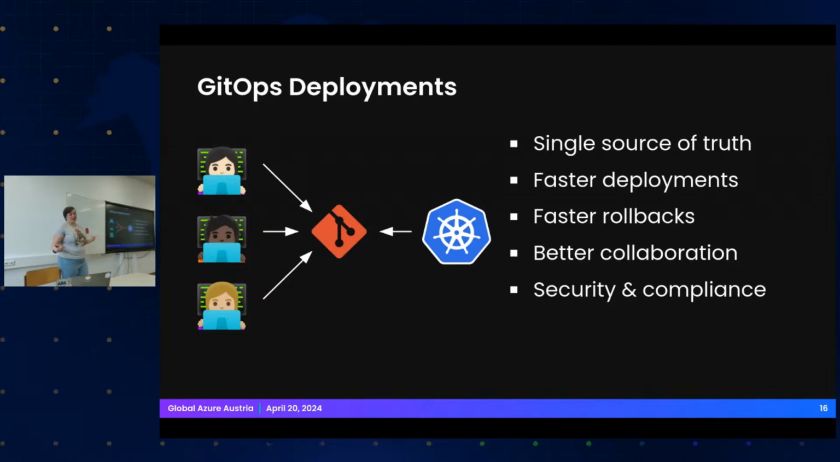It's much better with compliance to not give people direct cluster access, at least not if they don't really need it. And security is improved as well because Kubernetes is pulling the state from the Git repository instead of us directly pushing to it. And now it's finally time for the demo.